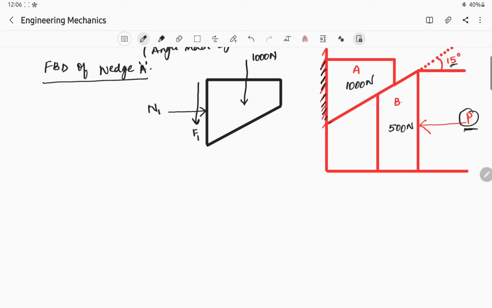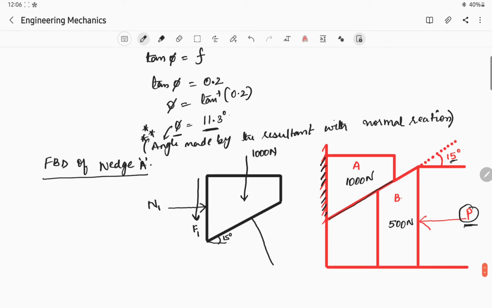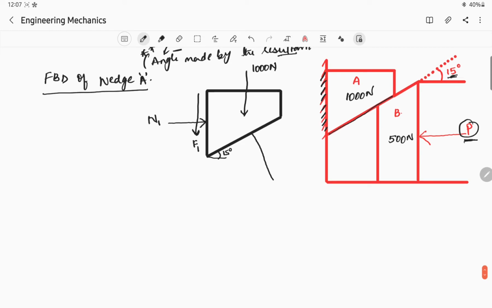Fine. Now what about at this surface? Here also we'll be having a normal reaction. Okay, and this angle is given to us as 15 degrees. It is not 11.3 degrees. 11.3 degrees is the angle made by the resultant with normal reaction. This angle is given to us as 15 degrees. Here it is mentioned. So I'll write here, this is my normal reaction N2. And what about this angle? If this angle is 15, this angle with the y-axis will also be 15 degrees.